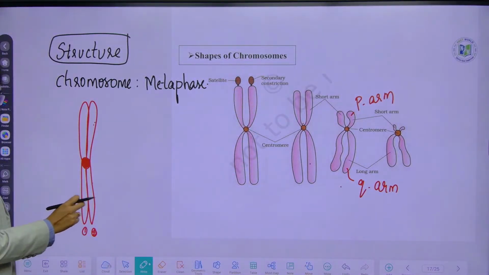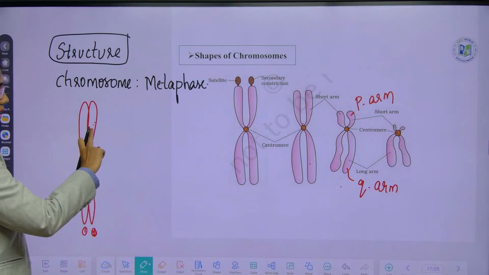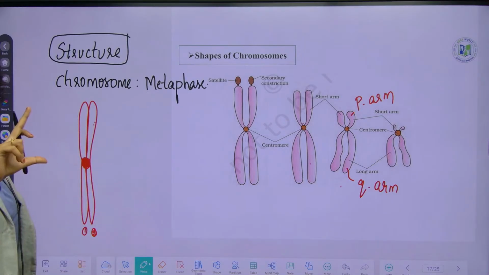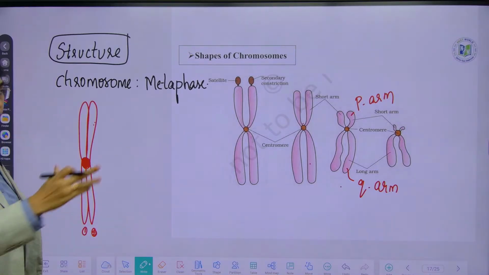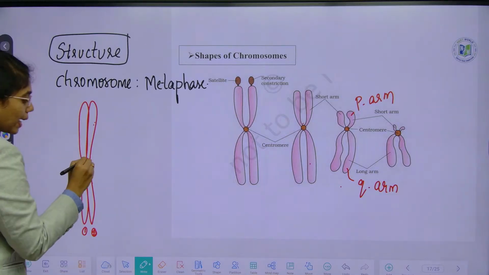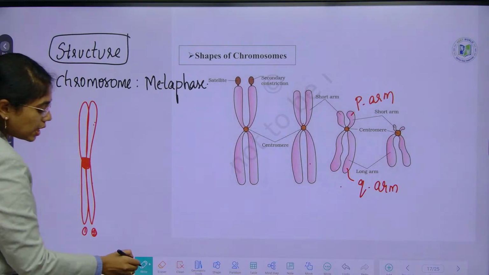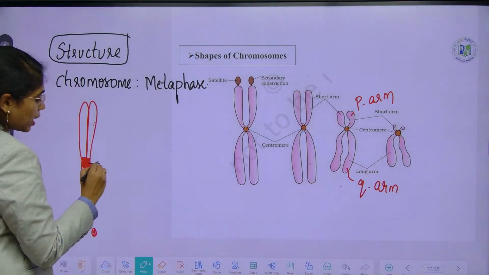Here you see these are 2 chromatids. Each chromatid has 2 arms. If the length is equal, you are not naming it. If one arm is short and the other arm is long, then you name it as P arm and Q arm. And at the center, the chromatid is held by a constriction. This is known as what? Primary constriction.